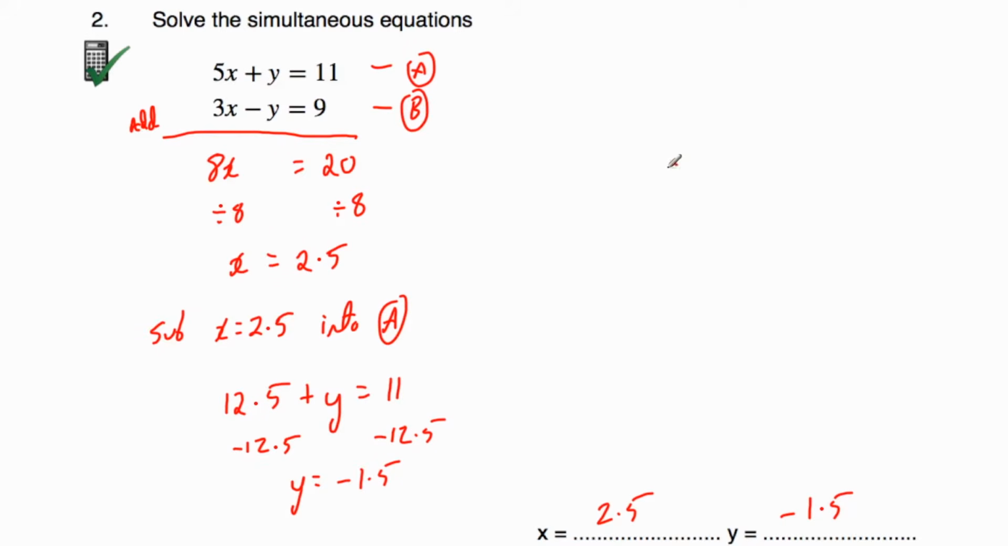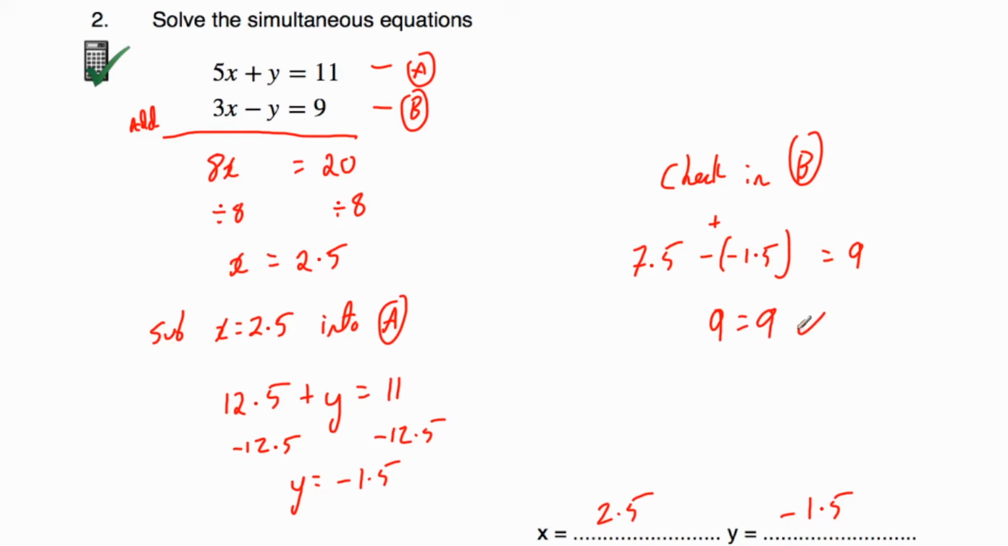And let's check our answer, so let's check in B. So equation B here. We've got 3 times x, that's 3 times 2.5, which is 7.5. We've then got take away y. Now y is minus 1.5, so we're going to minus minus 1.5, and hopefully that's equal to 9. And let's just check. If we had 7.5 and we minus a minus, that's going to be add. If we had 7.5 plus 1.5, that is 9. So we get 9 equals 9, which is correct. So we now know that our answers are definitely correct.